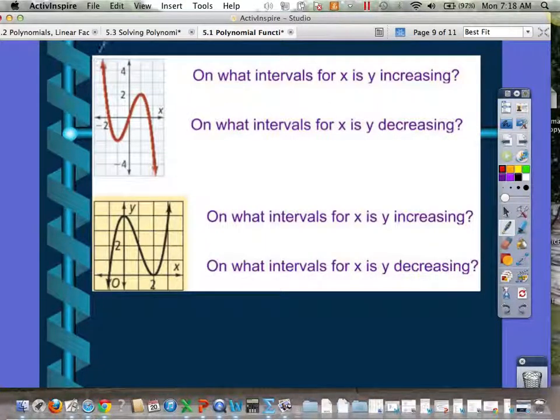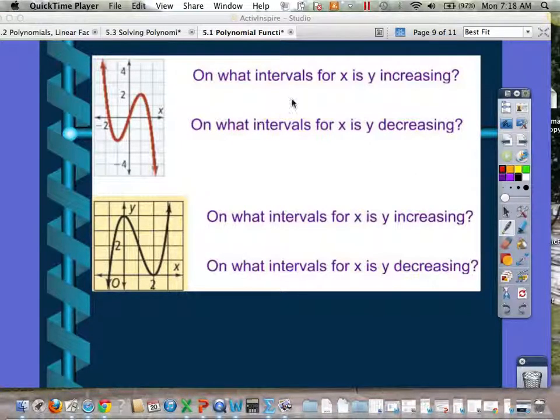Now, turning points are very, very simple. Now, the one thing that people will get confused with, and it's really not difficult at all, but it's just a different way of looking at a graph. It's talking about intervals where x is and y is increasing.